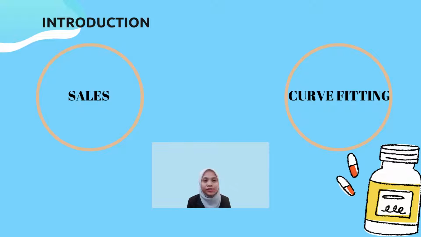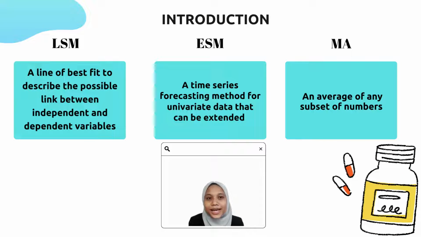Sales show that the goods or services owned by a certain person are exchanged for a certain amount of money or with other related items. Curve fitting is the process of describing a model that offers the greatest fit to the specific curves in a dataset in regression analysis. LSM is a line of best fit to describe the possible link between independent and dependent variables. ESM is a time series forecasting method for univariate data that can be extended to support data with a systematic trend or seasonal component. MA is a technique for determining overall trends in a data collection that is an average of any subsets of numbers.